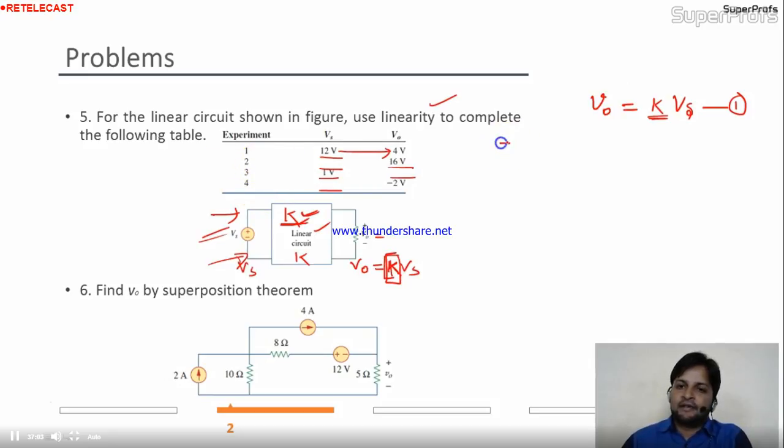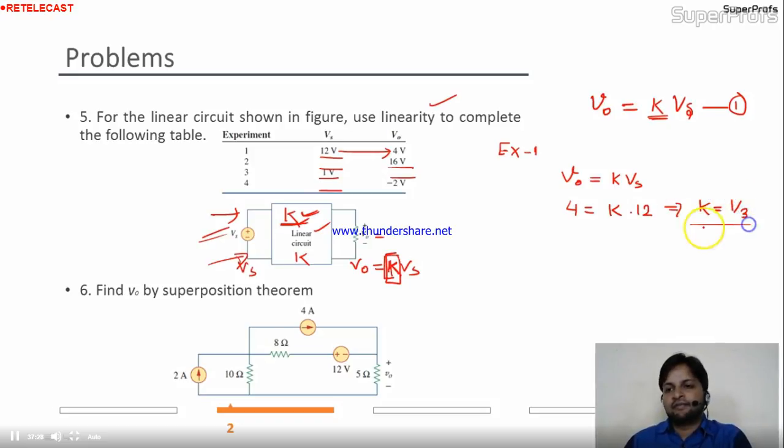For experiment 1, V0 equal to K Vs, this is the linearity condition. V0 is given over here, that is 4. The K value we have to find out. And the Vs is 12. So by this equation, K equal to 1 by 3. Now this K will be fixed for all values. Whatever input we apply over here, the input will multiply with K only.